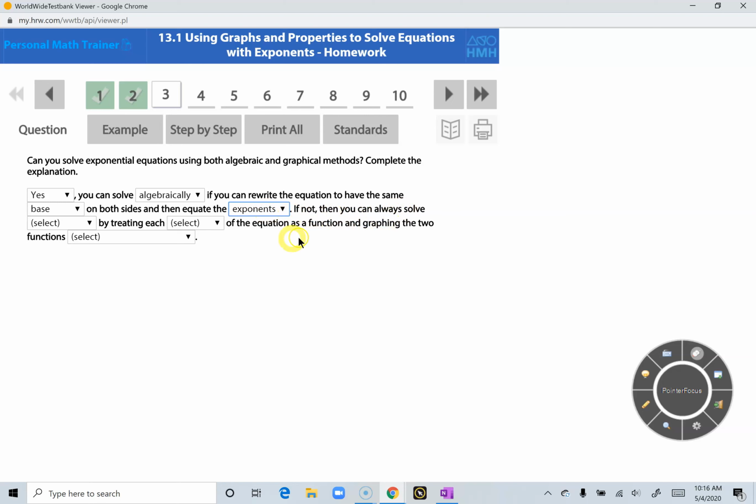If not, you can always solve graphically by treating each side of the equation as a function and graphing the two functions to see where they intersect, and specifically to look for the x value of the point of intersection. So problem number 3 here, the main idea of 13.1. We can solve algebraically or graphically.